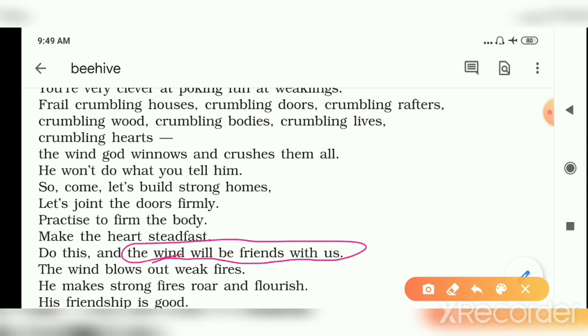But for that, you have to make your body strong, you have to make your heart steadfast, you have to shut the door firmly, closely, you have to build the homes very firm, strongly, so that the wind will not crush, will not grab, will not winnow.